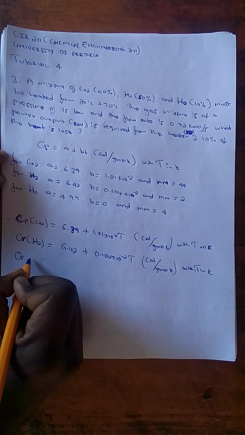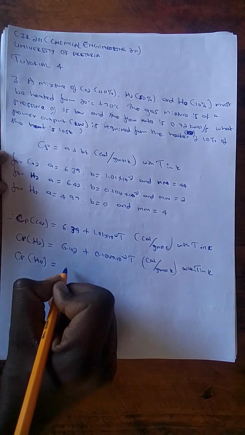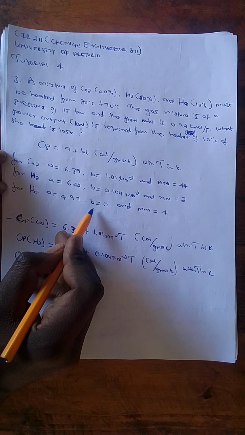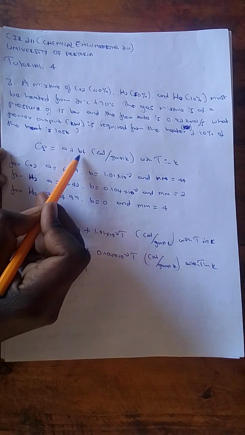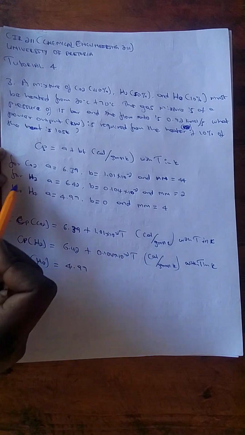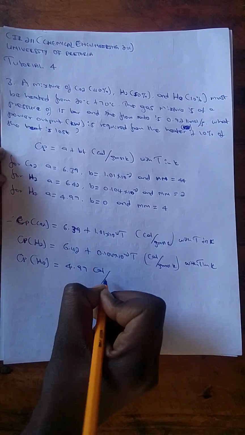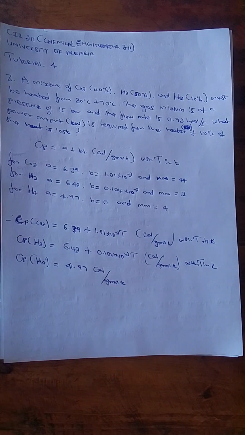Now the Cp for He is equal to the constant A for He, which is 4.97, and it's important to note that the B for He is actually 0. Which means the BT part for He is not there, so the Cp for He is a constant, in calorie per gram mole Kelvin. We don't need to put T in Kelvin because there is no variable here; it's a constant. With all the Cp's in place, we can continue to solve the equation.